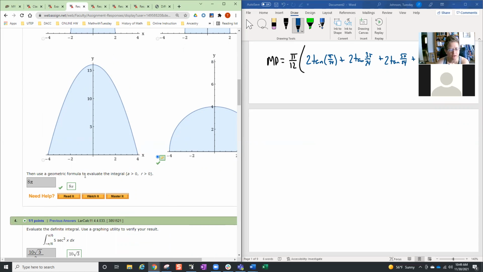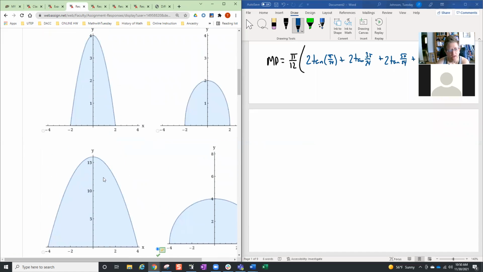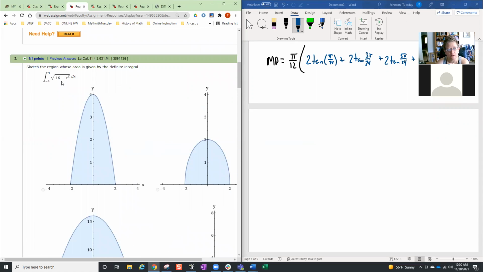Now it says use a geometric formula to evaluate instead of using a u substitution. We can't do a u substitution with this.